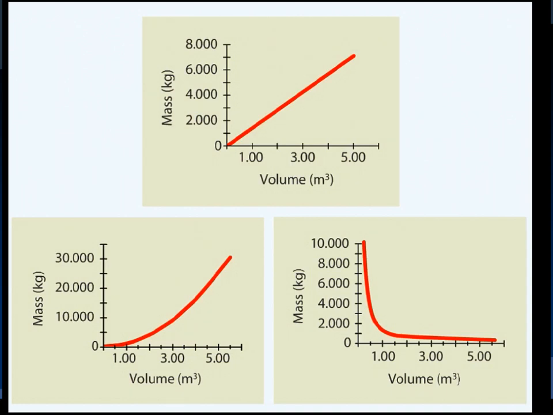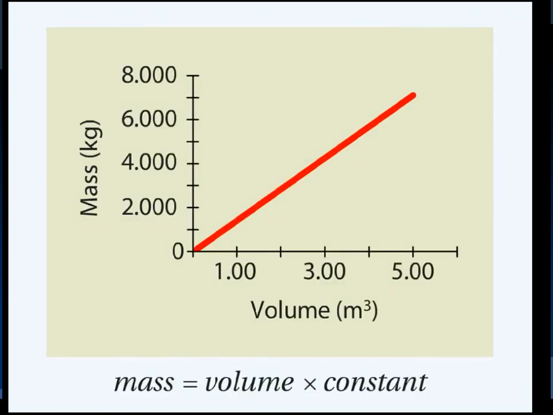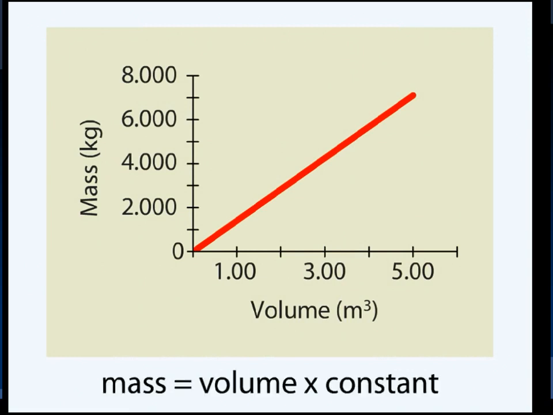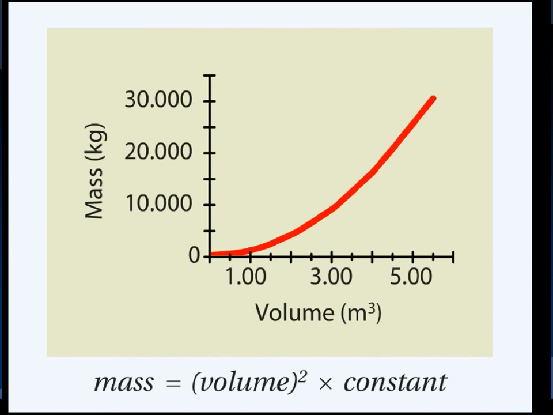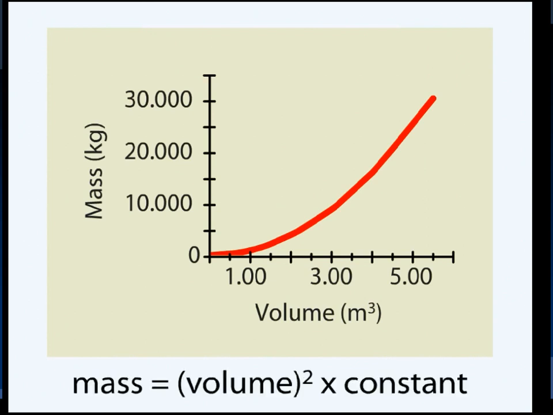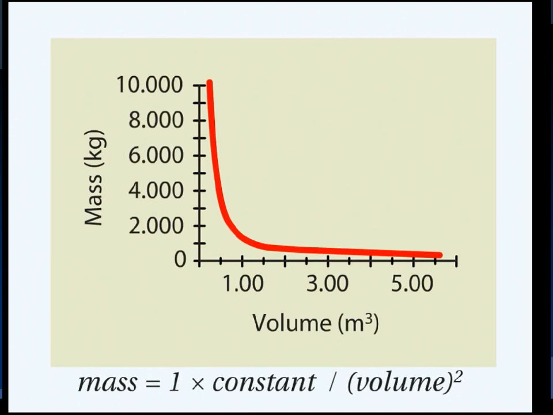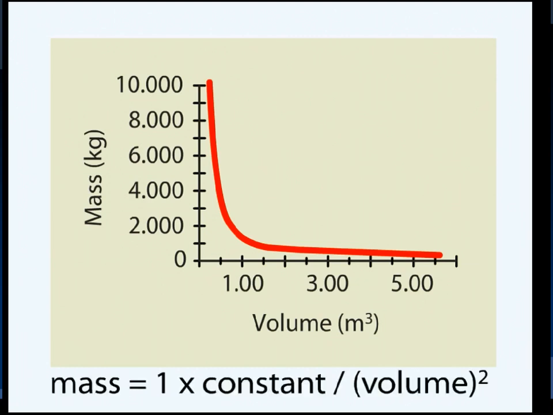The shape of a graph can tell you about the relationship between sets of data. This graph shows a linear relationship. As the mass increases, the volume increases. This graph is similar to the linear graph, except that it is not a straight line. It curves, becoming increasingly steep. This curve is characteristic of an equation in which one of the values is squared or raised to some power. This graph has a steep curve that approaches but does not touch the axis. This curve is characteristic of an inverse square. As one value increases, the other becomes smaller.